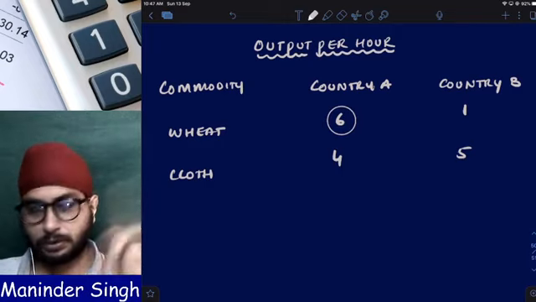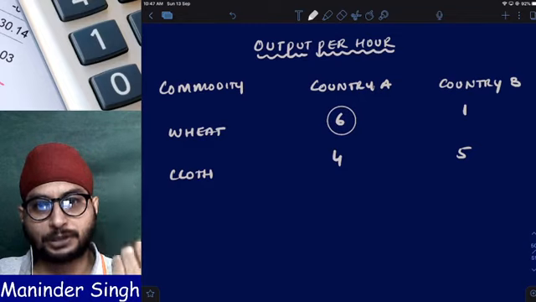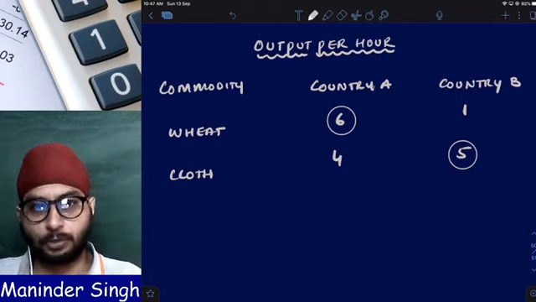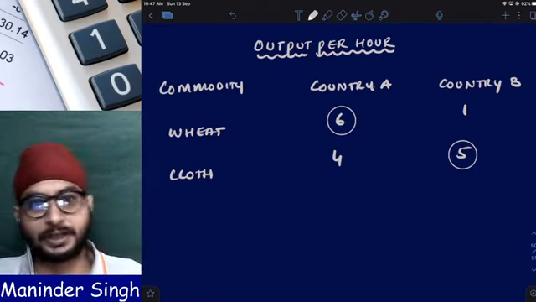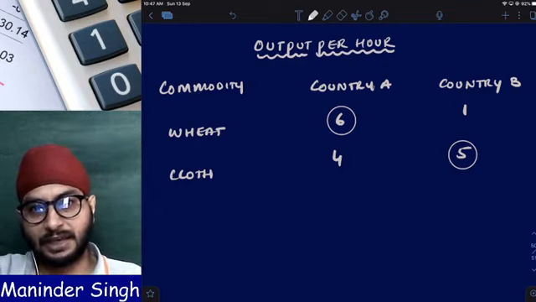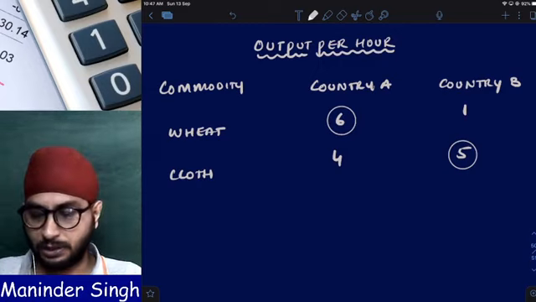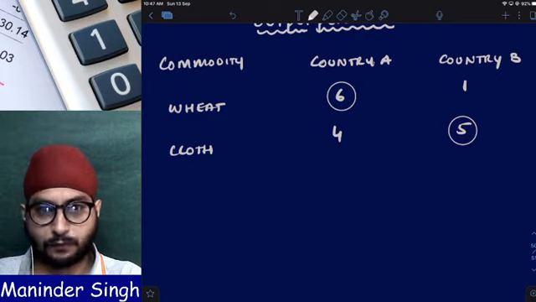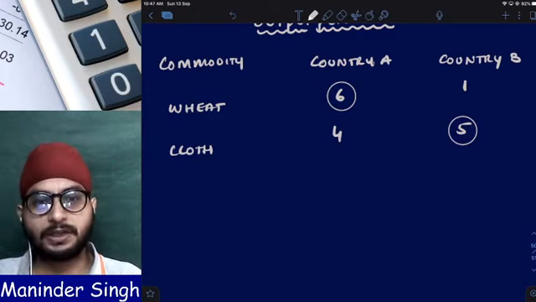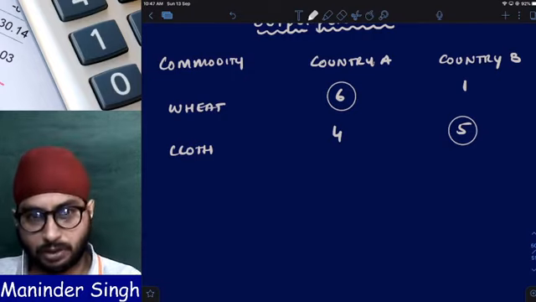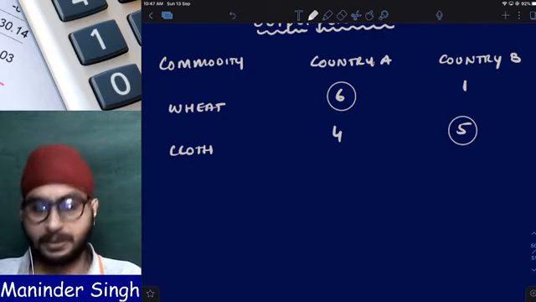Tell me, in cloth, who is able to have an absolute advantage in production of cloth? Country B. Now tell, there are two products. In both the products, is country A having a complete advantage? Is country B having a complete advantage in both the products? No. Country A is having an absolute advantage in production of wheat compared to country B. And country B is having an absolute advantage in producing cloth compared to country A.